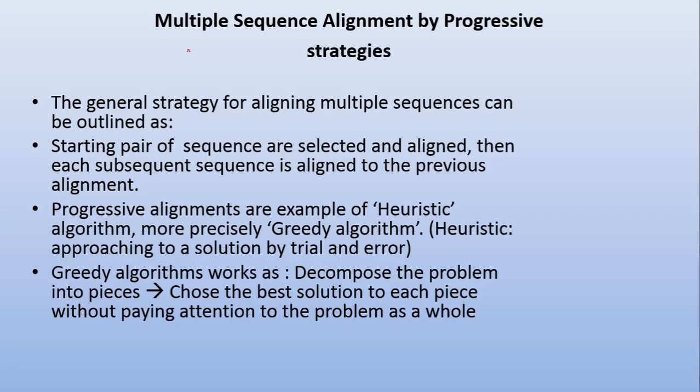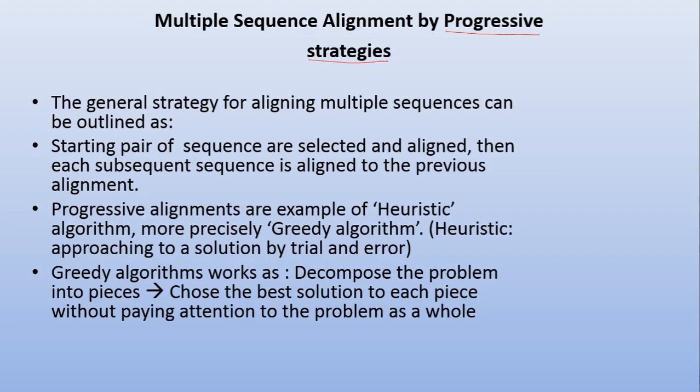It is said that multiple sequence alignment is usually conducted using a procedure called the progressive strategy. The most common and most popular multiple sequence alignment algorithms are based on these progressive strategies. We say that these algorithms follow progressive strategies to align the sequences. Now, let us talk a little bit about this progressive strategy.